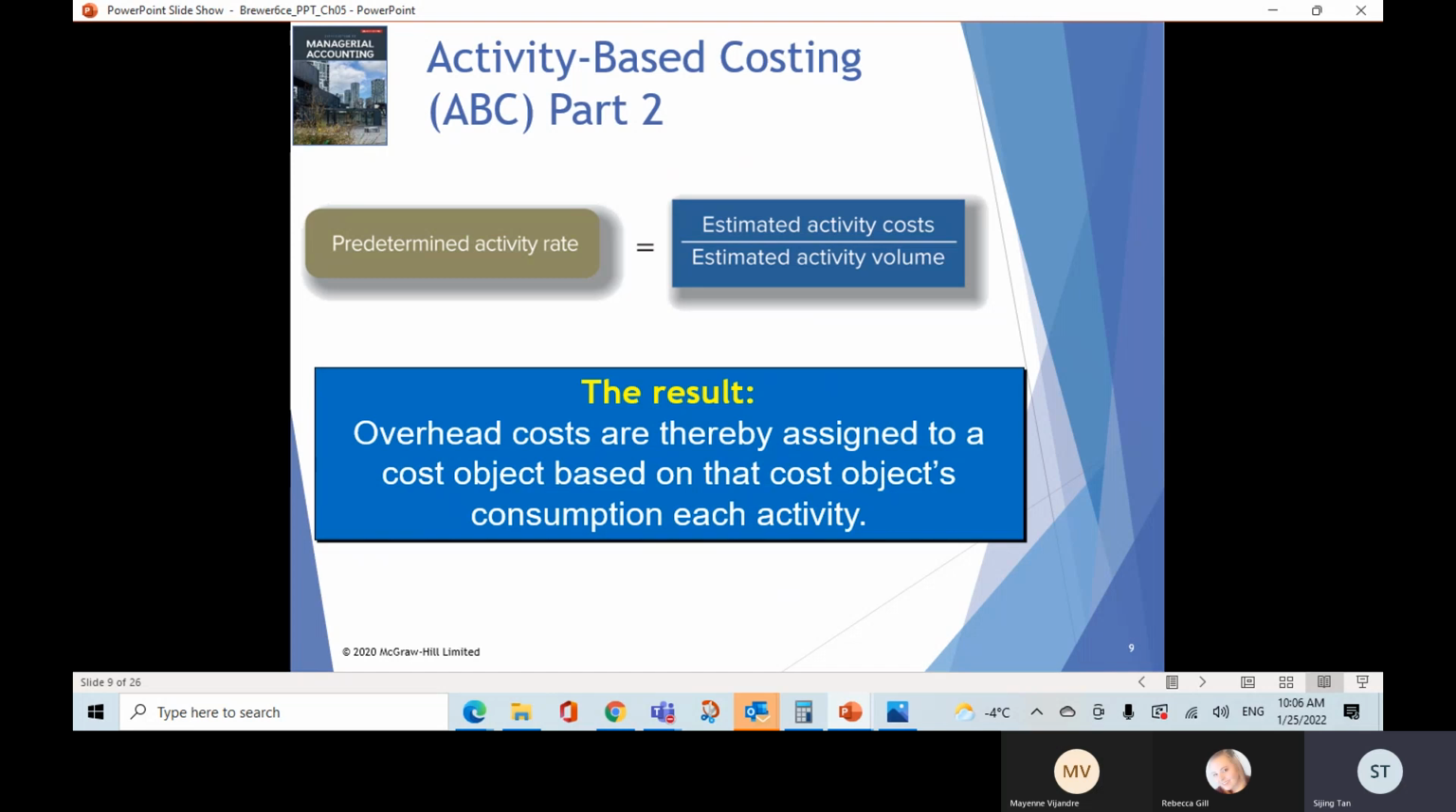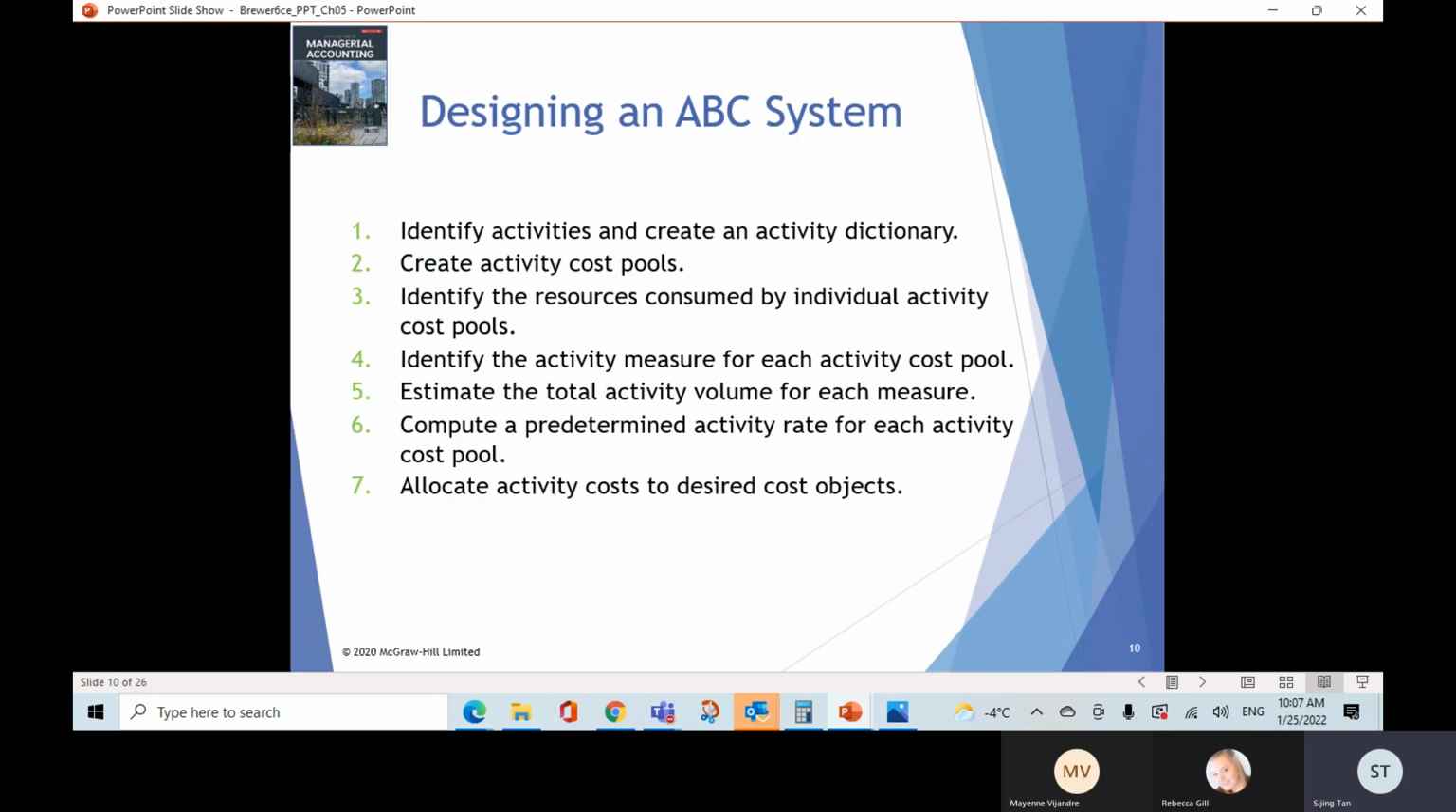So we can see from the slides, the predetermined activity rate equals estimated activity cost divided by the activity volume. The resulting overhead costs are thereby assigned to the cost object based on the cost object's consumption of each activity. We're going to go through some examples later.